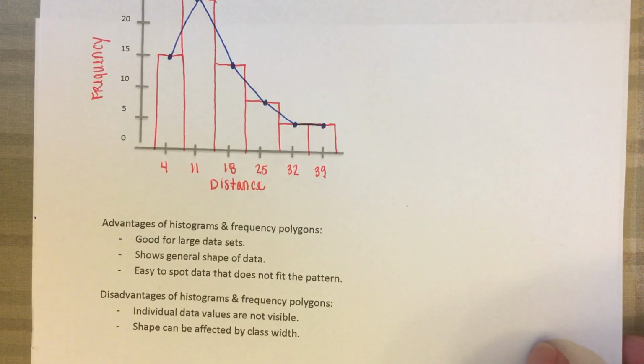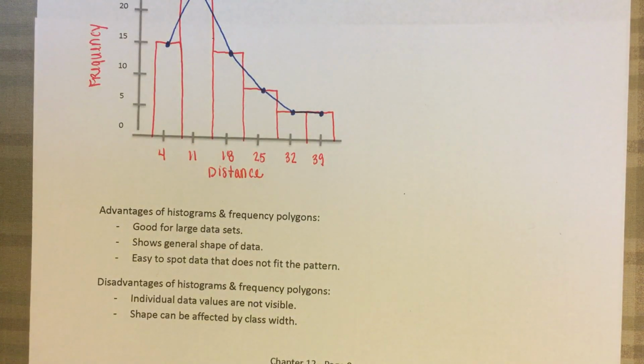All right. So the advantages of frequency histograms and frequency polygons. Again, we tend to use histograms a little bit more than we use polygons. The nice thing is they're very good for large sets of data because we can put these into classes and then draw a representative graph based off of these classes. They show the general shape of the data. So whether we're looking at a histogram or a polygon, we see the general shape of our data set. And it's easy to spot data that do not fit the pattern. If we went back to our first example where we had one value of 35, we would see pretty clearly and easily that we definitely have some data that did not fit the pattern.